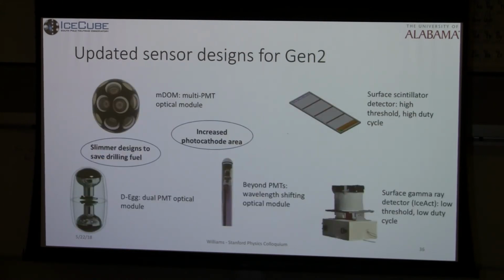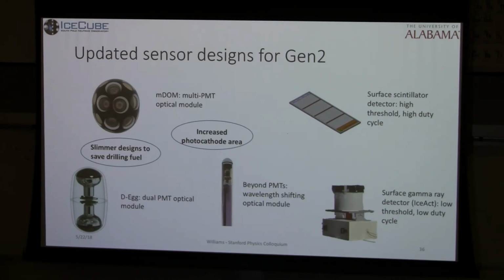For the sensors for Gen 2, we're looking beyond the IceCube model in 2 ways especially. One of them is to try to go for slimmer designs. This is to save drilling costs. The wider the hole is to get the module down, the more fuel you use, and that's one of the major expenses involved in IceCube. The other is just increasing our photocathode area and being sensitive to more directions. All IceCube PMTs are downward facing. We want to have something that's upward facing as well.